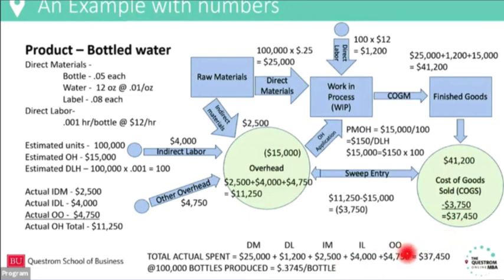And if we spent $37,450 to make 100,000 bottles, we actually spent 37.45 cents per bottle to produce water. We now have a good idea of what our cost is for bottled water.